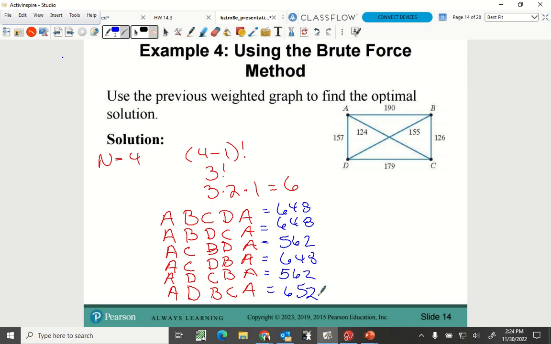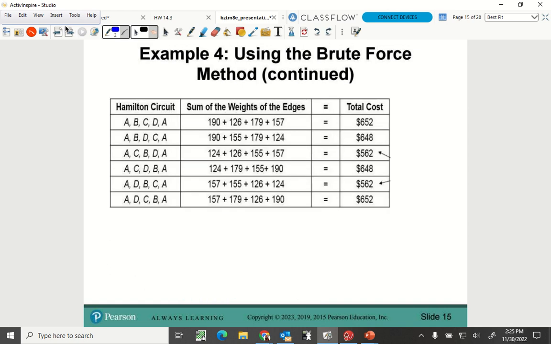All right, so we're looking for an optimal solution now, right? Optimal. So minimize. So what's going to be my smallest number here? 562. So I can take this route or that route to actually pay the smallest amount to go in between every single one of these places. So that's the key. And if you're having trouble with adding them up, it's also right here on the next slide.